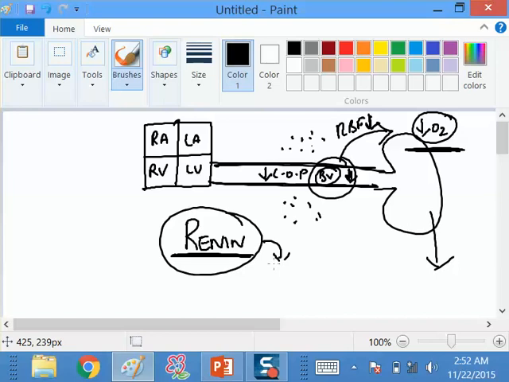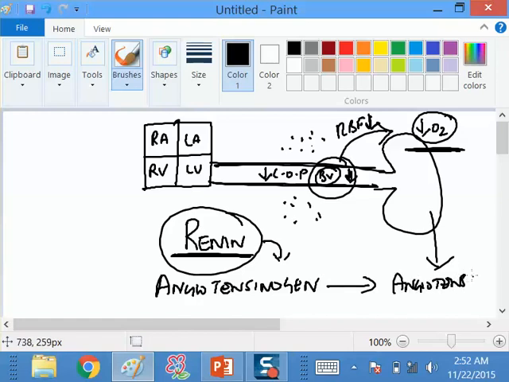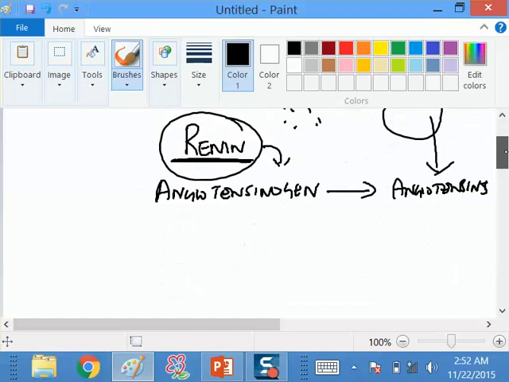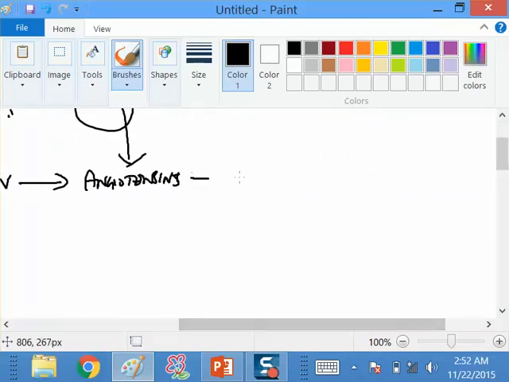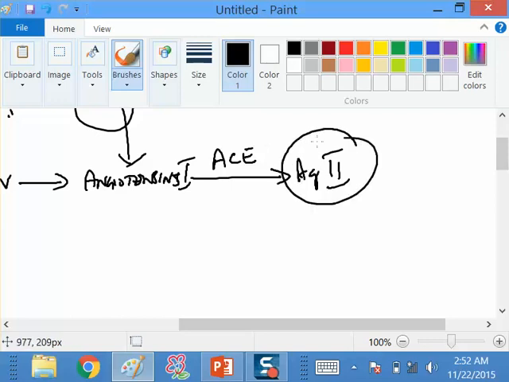What are they? The renin converts angiotensinogen. I think you would have taken this in physiology, right? Angiotensinogen into angiotensin 1. From there, angiotensin 1 is converted into angiotensin 2 by angiotensin 1 converting enzyme. This angiotensin 2 is very, very important.